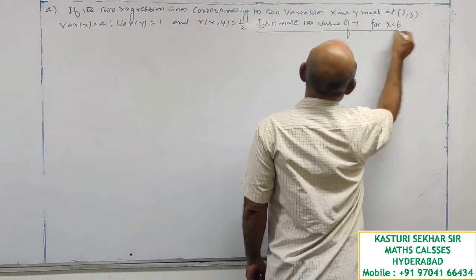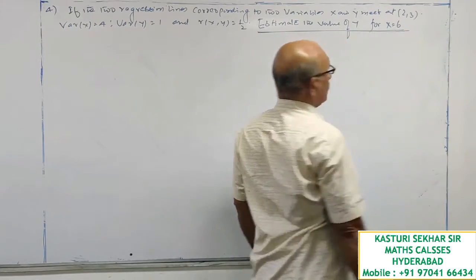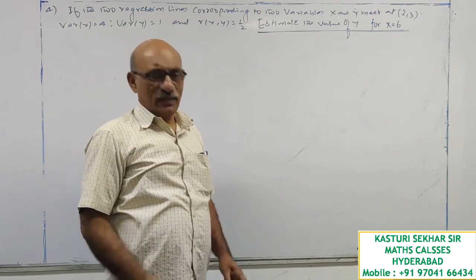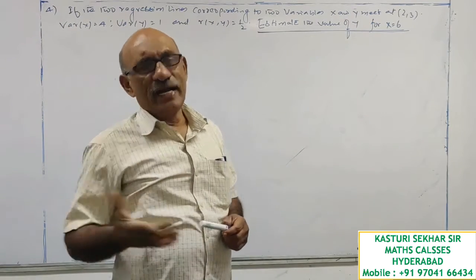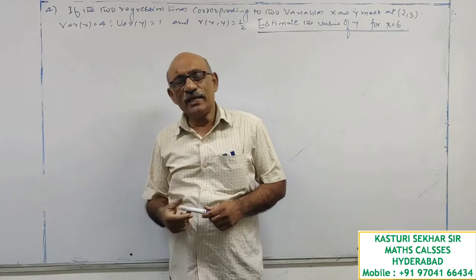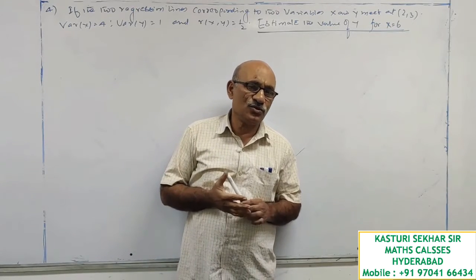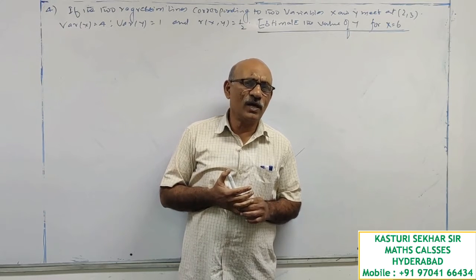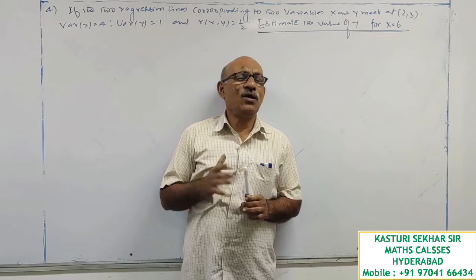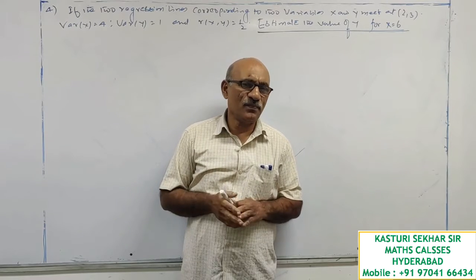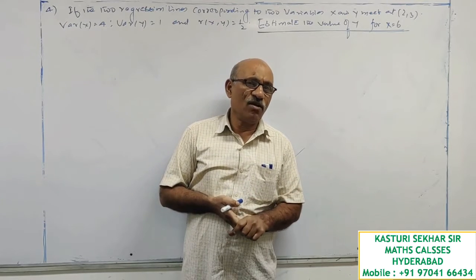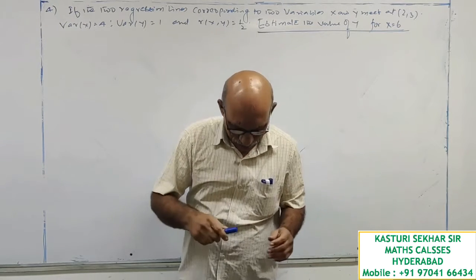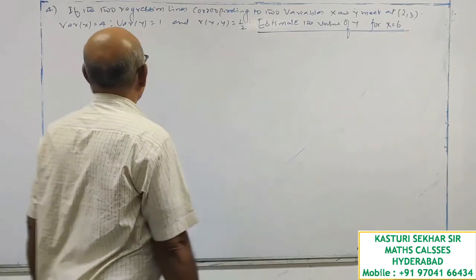Look at the last one, sir. The x value is given and you have to estimate the value of y. First of all, think this way: which line should I use whenever a situation of this type is given? It means you have to use the regression line of y on x, because the x value is given and the y value you have to predict.